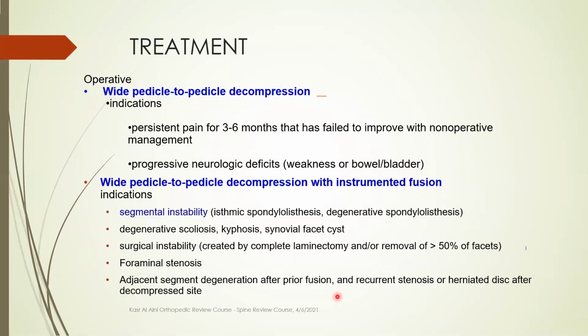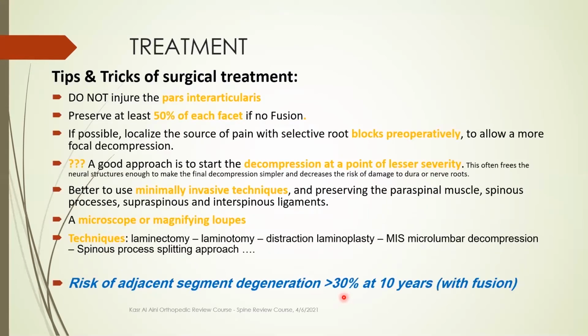Operative treatment includes wide pedicle to pedicle decompression in persistent pain for 3 to 6 months with failure of conservative measures, or progressive neurological deficit. Decompression plus added instrumented fusion is done in case of segmental instability, degenerative scoliosis or synovial facet cyst, surgical instability created by complete laminectomy, foraminal stenosis, adjacent segment degeneration, and recurrent cases.